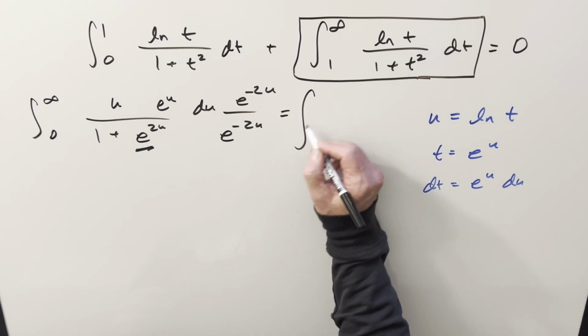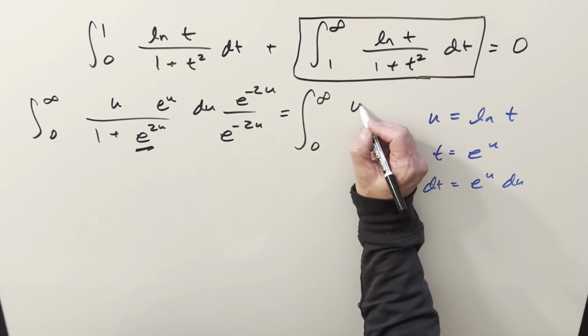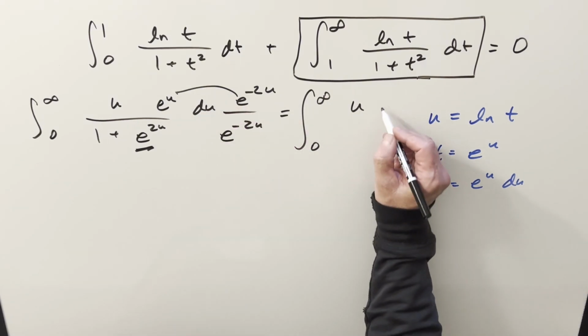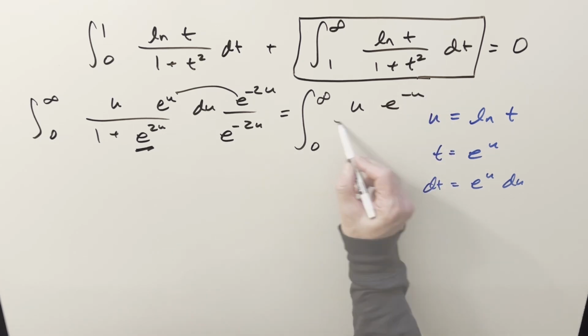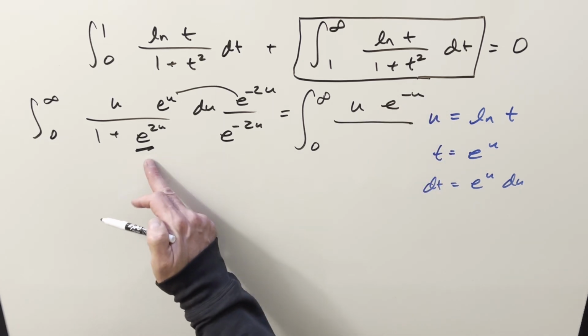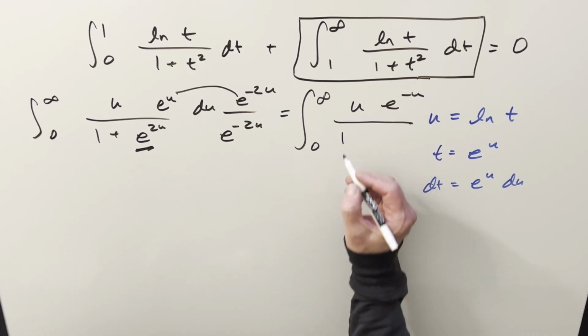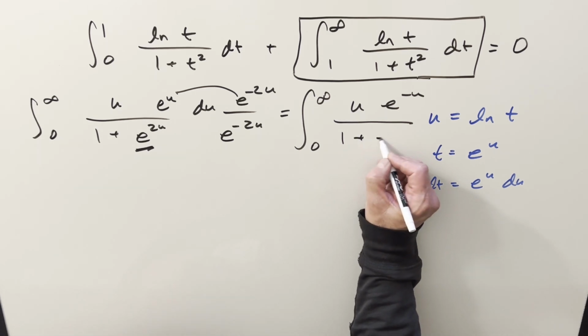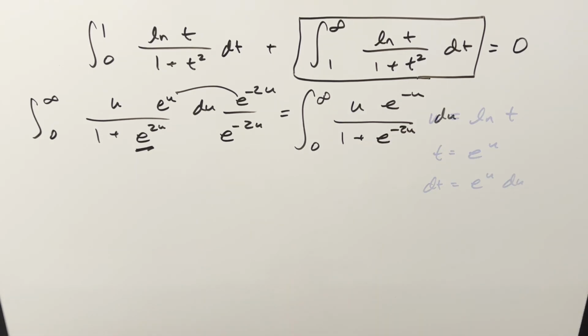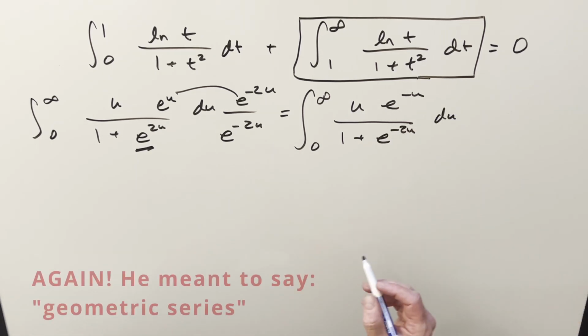So when I do that, multiplying this times this, we're going to have e to the minus u here. In the denominator, e to the minus 2u times e to the 2u, that's going to be a 1, just reordering it. And the second part's going to be e to the minus 2u. But now this is in good shape for our power series formula.